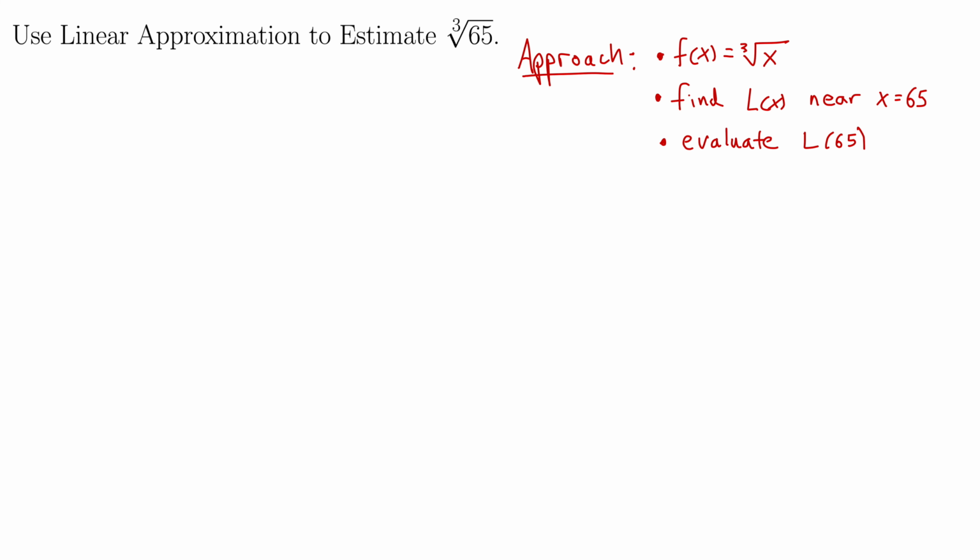The key to making this whole thing work is to pick a clever a to start with that is near 65, but that we also know what the cubed root of it is. Can you think of some number near 65 that we know the cubed root of without having to break out a calculator? How about a equals 4?